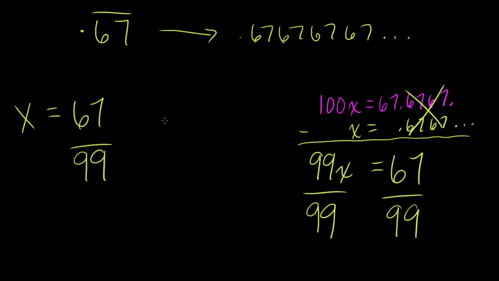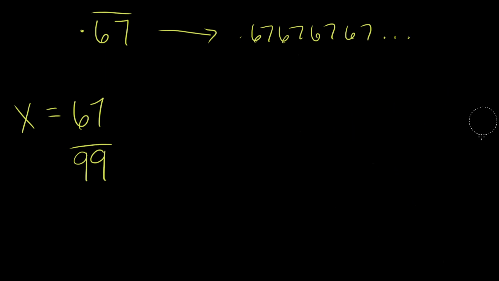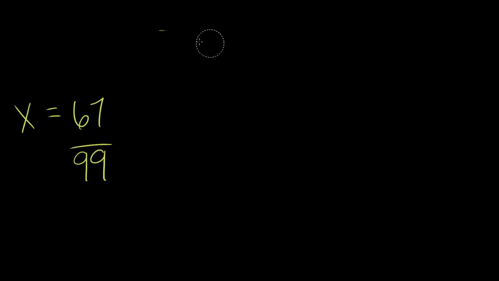I do not know right off the top of my head if this is in simplest form. You may be able to figure that out and post it in the comments and let me know. But regardless, that is how you turn a two-digit repeating decimal into a fraction. As always, happy learning, and I'll see you in the next video.